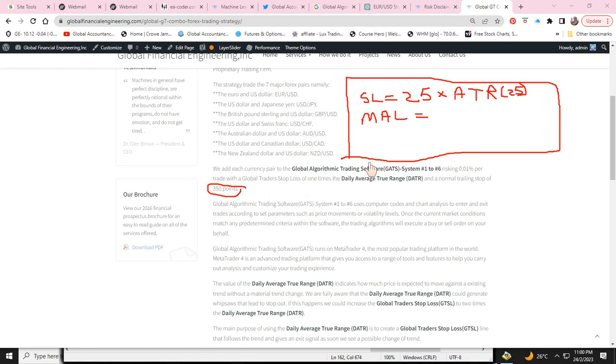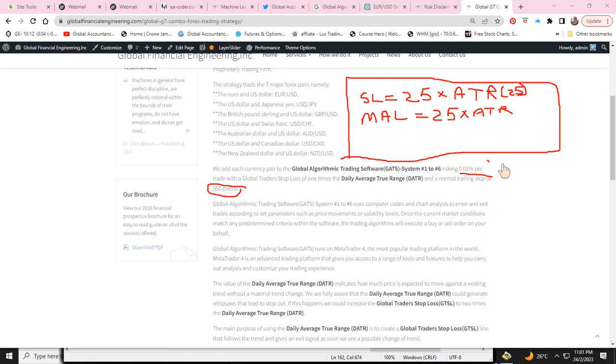Okay, so I just want to clear that up in terms of the maximum allowable loss. The maximum allowable loss for any time frame is to take 25 and multiply by the ATR 25 of that particular time frame. That is the maximum loss we will take on any particular trade. We will not adjust the percentage risk though. So for example, for strategy 1, we risk 0.01%. Strategy 2, we risk 0.02%. Strategy 3, 0.03% for the conservative.